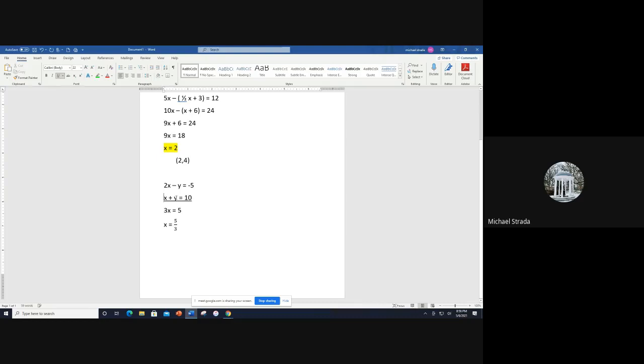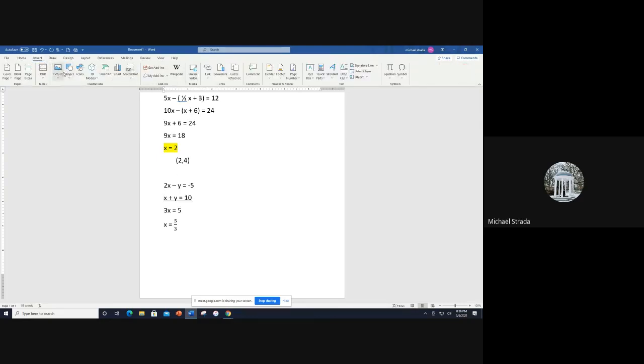Technology at its finest. Sorry about this. All right, I'm going to come over here, create a text box. That should be able to let me put it in.